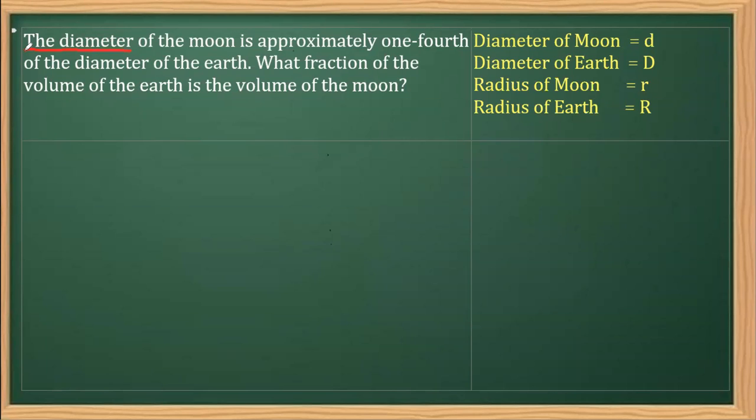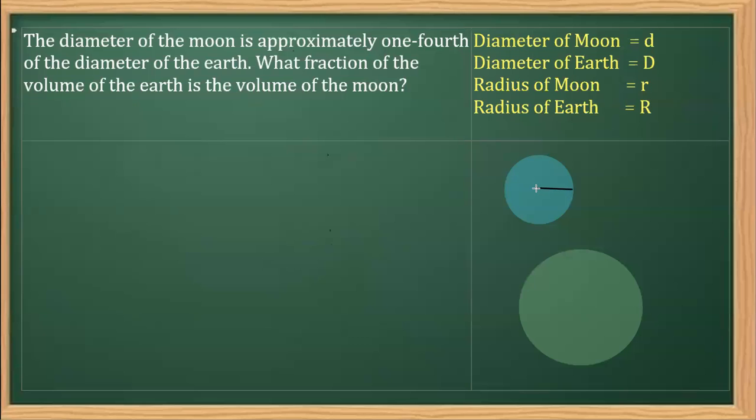This question says that the diameter of the moon is approximately one-fourth the diameter of the earth. What fraction of the volume of the earth is the volume of the moon? So what you can do is make a rough sketch of, say, this being the moon, and this being the earth. And their diameters are mentioned.